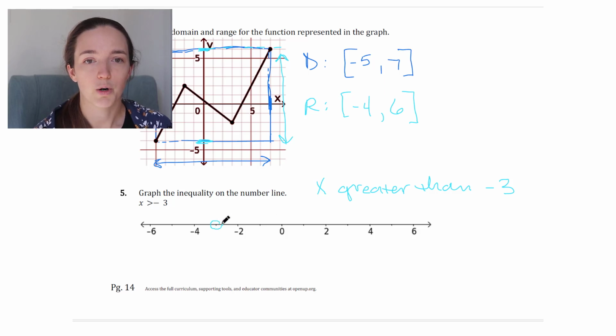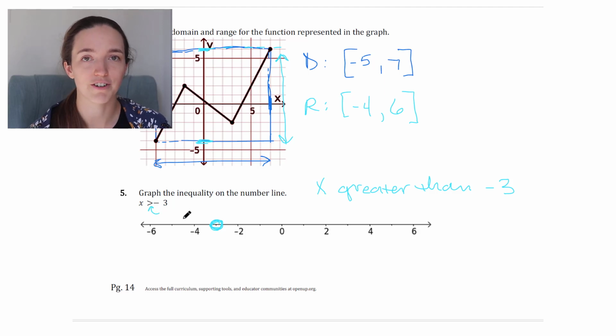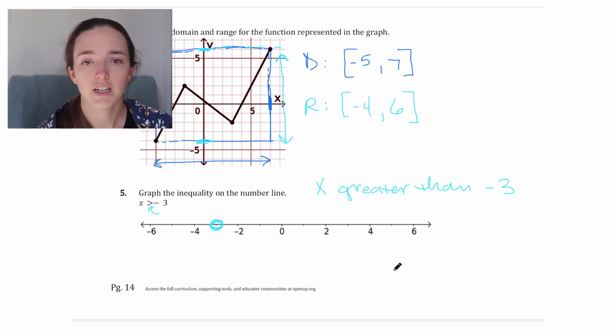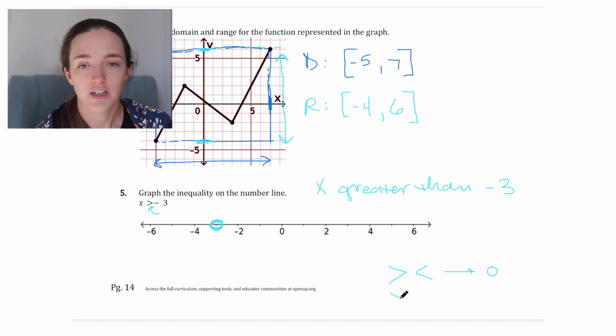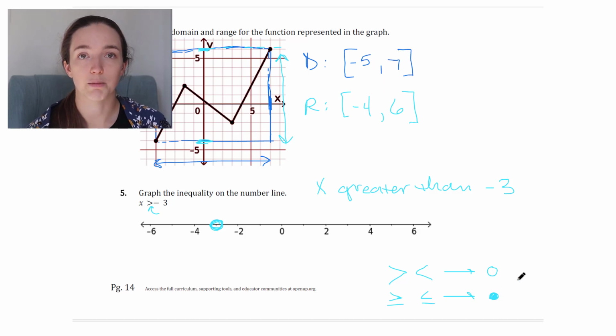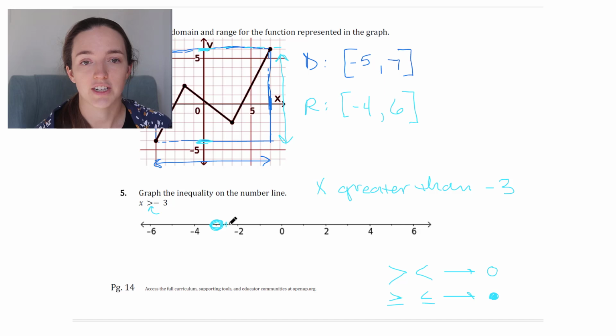And I'm going to do an open circle instead of a filled in circle because this is just greater than, not greater than or equal to. So if you have these symbols, do an open circle. If you have these symbols, you do a closed circle. Just tells us if the number is included or not. In this case, the -3 is not included. And then this, like we said, x is greater than -3, so we're going to shade to the right.